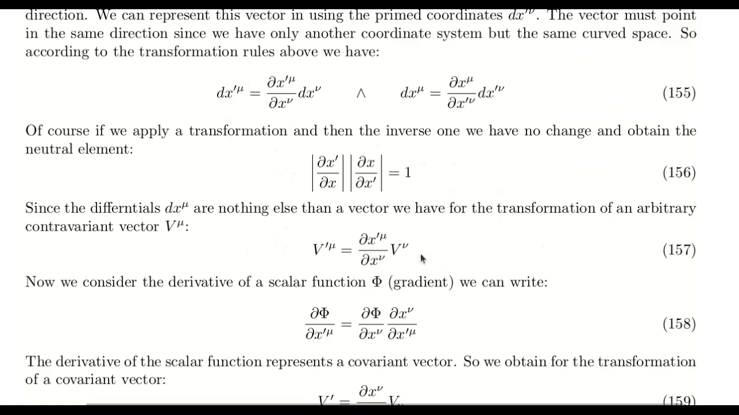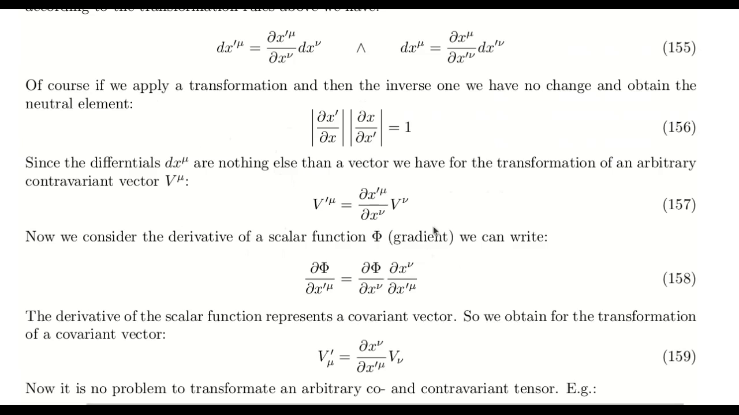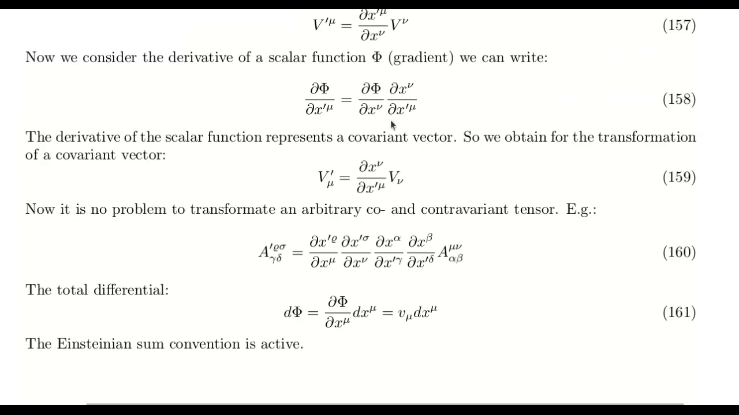Now we want to know the transformation law for a covariant vector. We consider the derivative of a scalar function phi, the gradient. We write here in 158 the gradient and apply the chain rule. The derivative of the function phi here is a covariant vector. So we can write 159. And so this is a transformation rule for an arbitrary covariant vector.